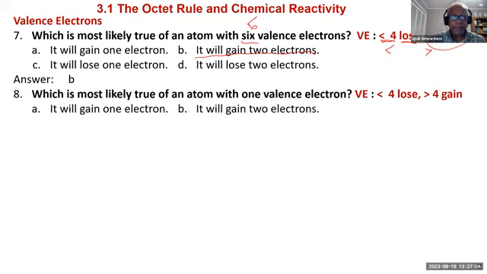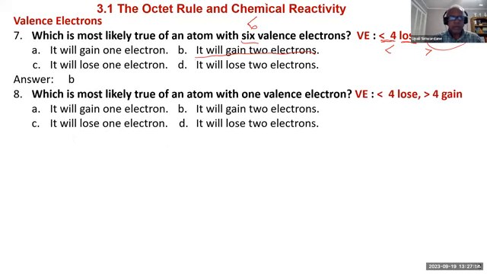Same idea. What is most likely to be true of an atom with 1 valence electron? It's less than 4. It will lose. How many electrons will it lose? It has only 1. Therefore, it will lose 1 electron. None of these are true statements. Therefore, answer is C.